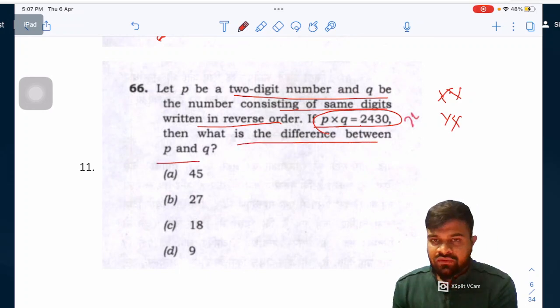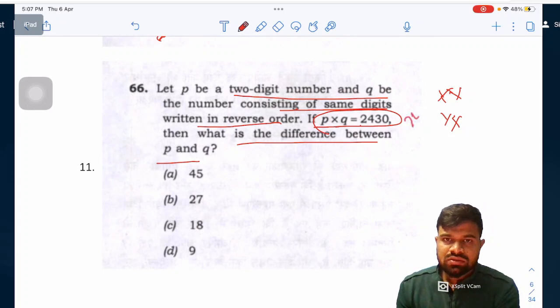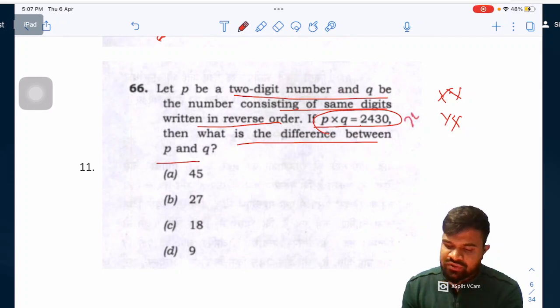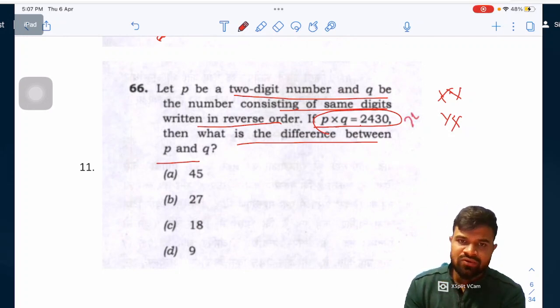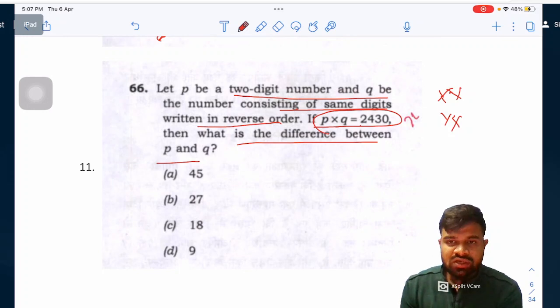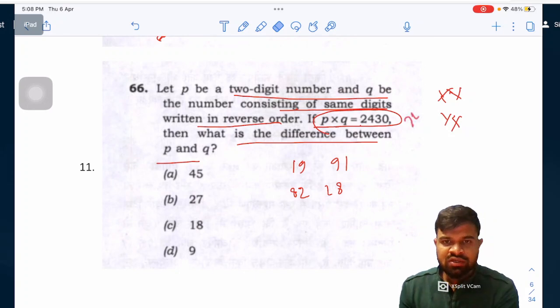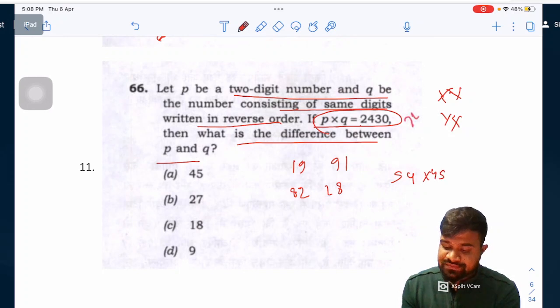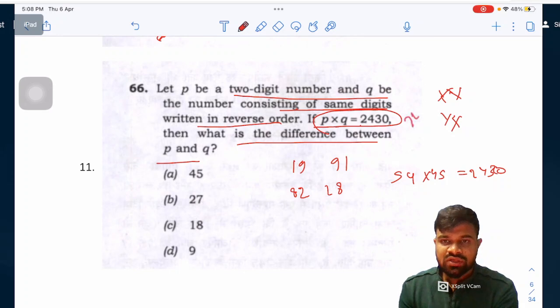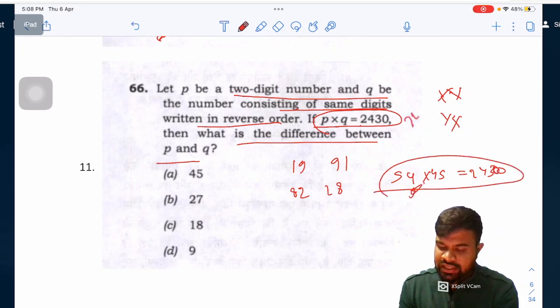Now see, one way to do this is to find the difference or the reversing of this thing. But the best or simplest way to do this is to check for all, like 91, 19. It's something like 82, 28. This hit and trial will give you 54 into 45. 54 into 45 is 2430. So the difference is 9.